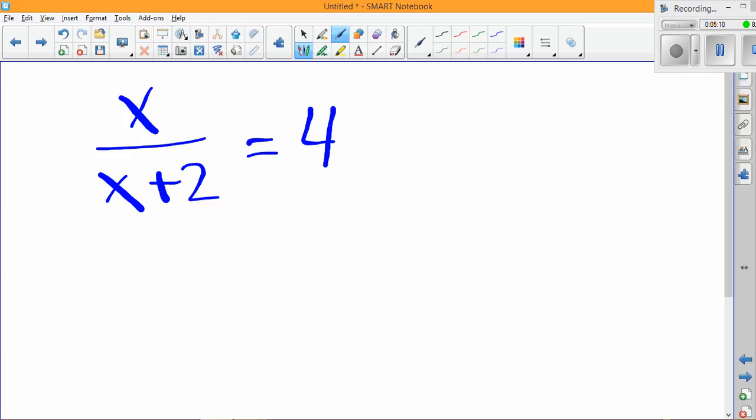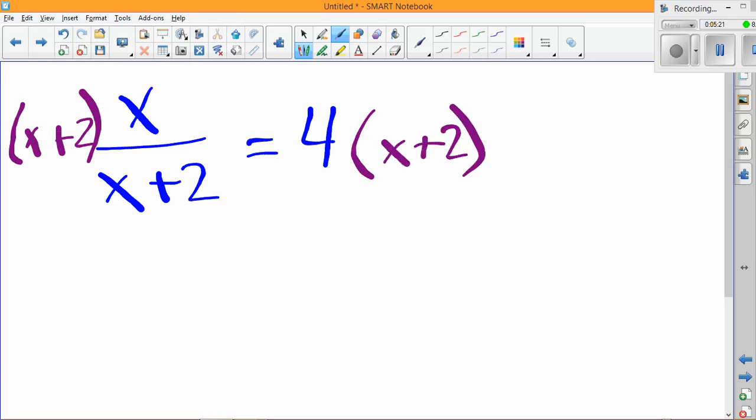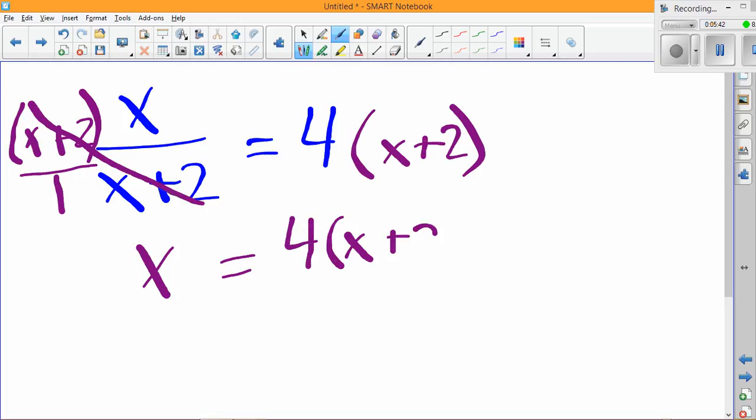The way I'm going to undo, or do the inverse of, division is by multiplication. So I'm going to multiply both sides by that whole quantity x plus 2. What ends up happening is you have x times x plus 2 over x plus 2, and x plus 2 divided by x plus 2 is the same number, so we can cancel those out because they end up being just 1. So we'll get x equals 4 times the quantity x plus 2.